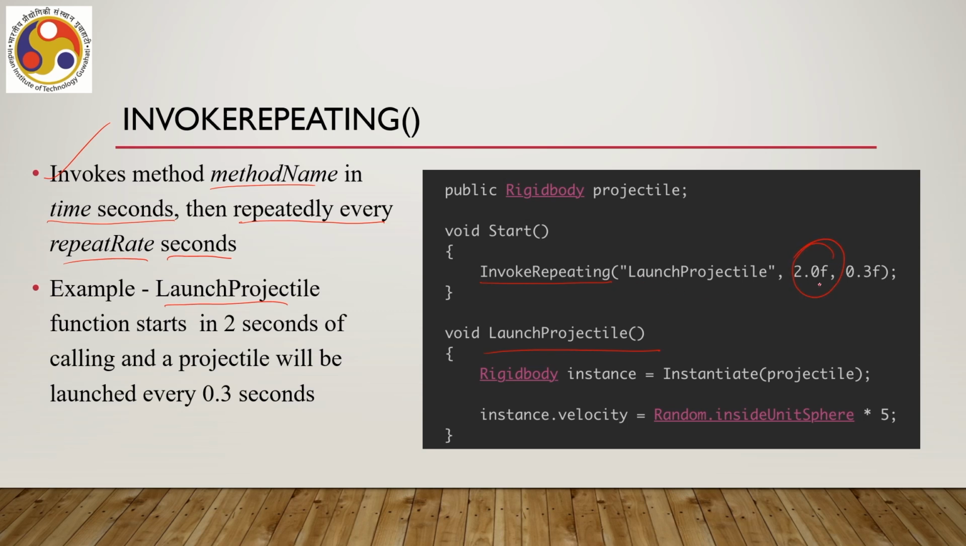There are three parameters sent: one is the function name and the other two are times in seconds. The first parameter says that the function starts 2 seconds after it is called, and the second parameter, 0.3f, says that a projectile will be launched every 0.3 seconds. The projectile launching operation is done here in the launch projectile. So, every 0.3 second the launch projectile will be called, that means the projectile will be launched. That is the purpose of invoke repeating.